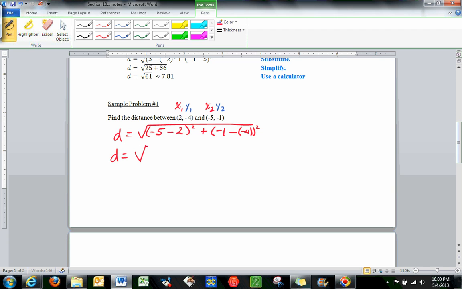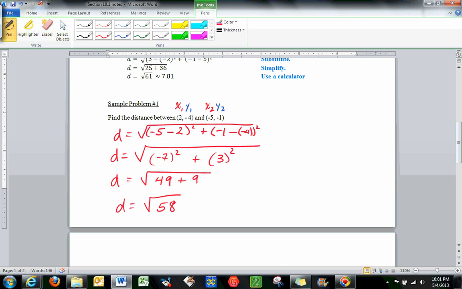Notice here I'm going to start off by rewriting the square root symbol to make sure that I don't lose that. So -5 minus 2 is -7 squared, and then we have -1 plus 4, which is going to be a positive 3, and then don't forget we have to square that as well. D equals, and again, the radical, (-7) squared, and it's important that we use parentheses so that we get the appropriate sign. So negative 7 squared is 49. 3 squared is 9. And then D is going to equal the square root of 58.